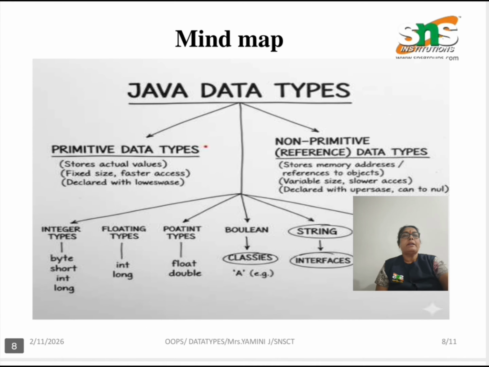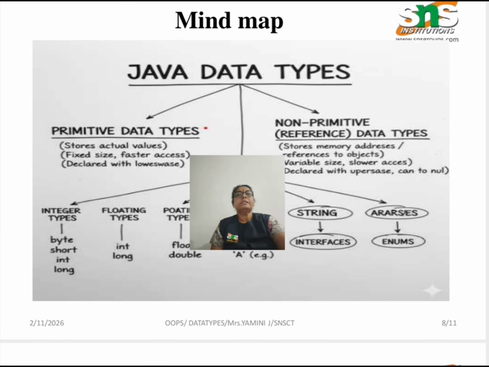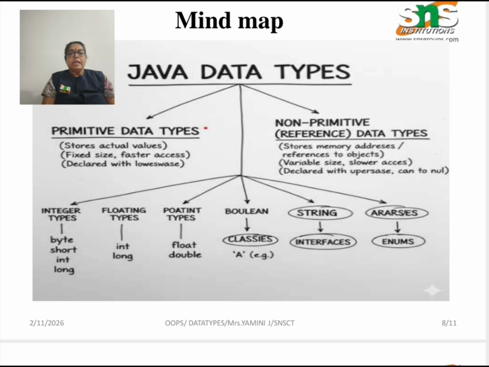Next one, mind map. In this slide, we summarize the concepts discussed so far. Methods help in organizing the program into reusable units. Parameters allow a method to accept input, and return values allow a method to send results back. Together, these concepts improve a program's clarity, efficiency, and maintainability, which are the key goals of object-oriented programming.